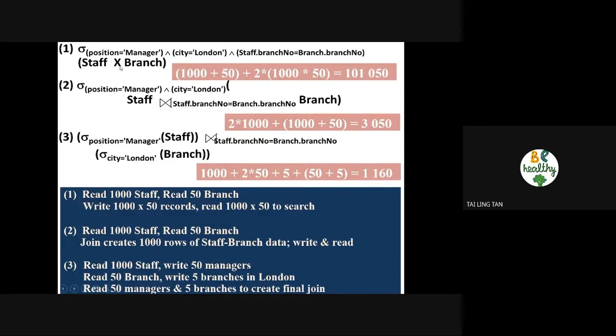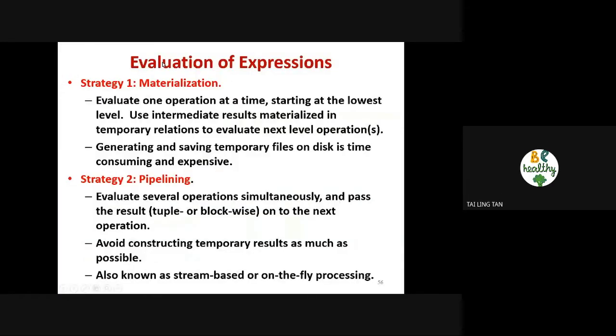So that's how we have one example here. We search all the stuff. We search all the cities. We get it already, we set it to this, and only then we try to do the matching, joining, analysis, whatever. Okay, so this one is what we call materialization. Generating and saving a temporary file to the disk is time consuming.